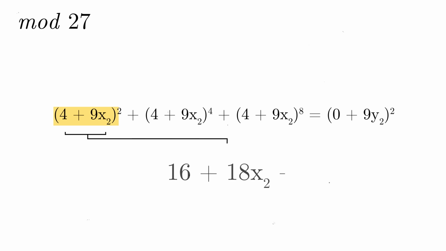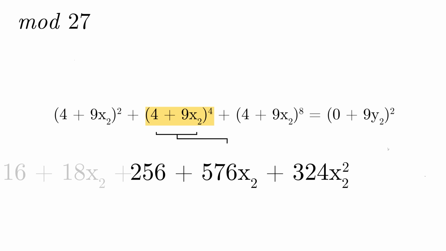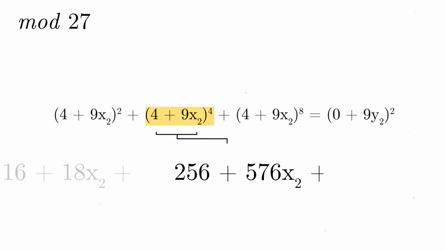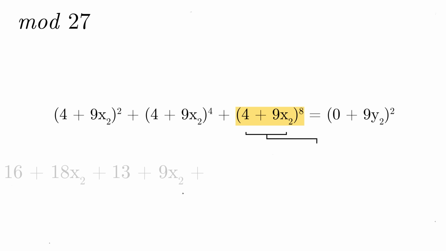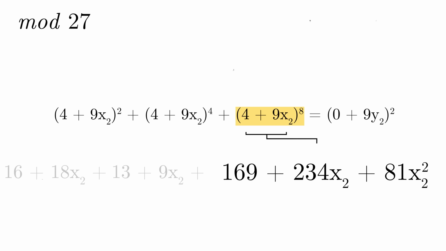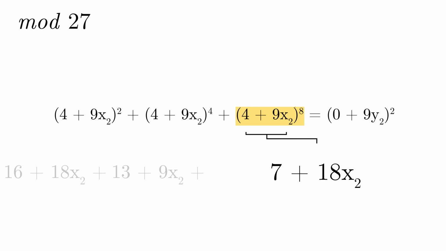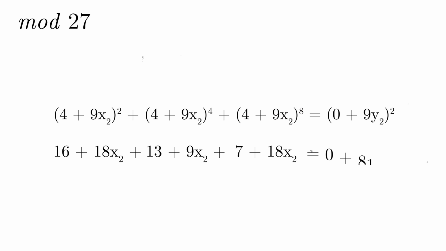The next term is the square of the first, so 256 plus 576x2 plus 324x2 squared. But 324 is 27 times 12, so that's 0. And since we're working mod 27, we can simplify this down. 576 is 9 more than a multiple of 27, and 256 is 13 more than a multiple of 27. So we're left with 13 plus 9x2. And the last term is just that squared, so 169 plus 234x2 plus 81x2 squared, which reduces to 7 plus 18x2. The right-hand side reduces to 0 plus 81y squared, which is, again, 0.